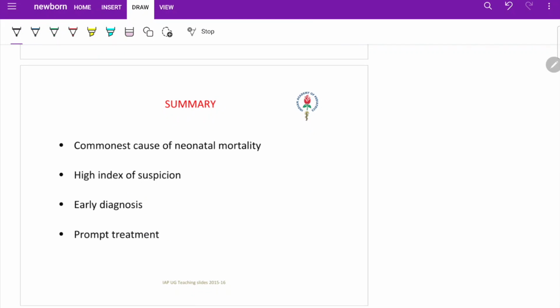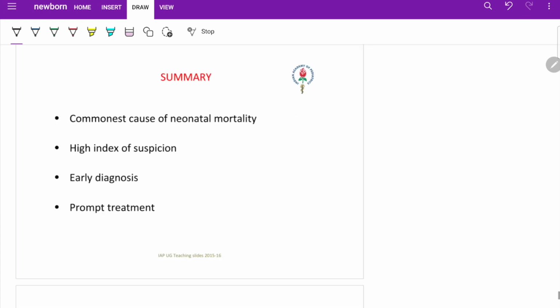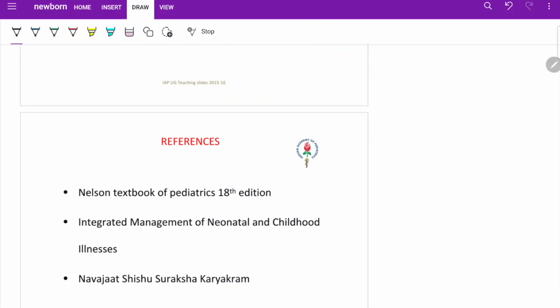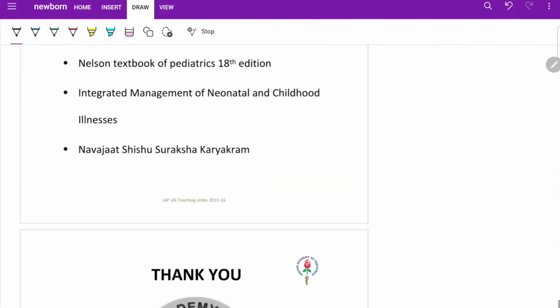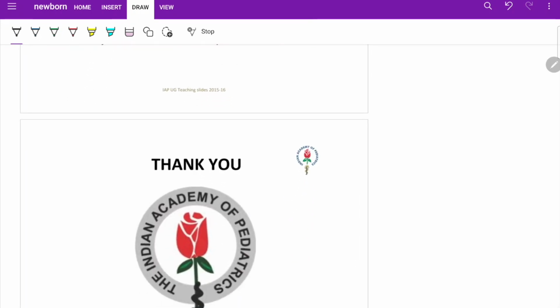So to conclude, neonatal sepsis is the commonest cause of neonatal mortality. High index of suspicion is necessary. Early diagnosis and prompt treatment is necessary. I've taken everything from Nelson's textbook of pediatrics, IMNCI and all the government schemes, Navjaat Shishu Suraksha Karyakram. I've taken a slide from the Indian Academy of Pediatrics, IAP's clinical slides. So this is 100% authentic. So you can write this in your exam.